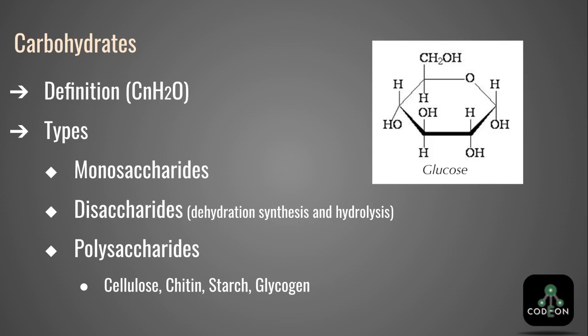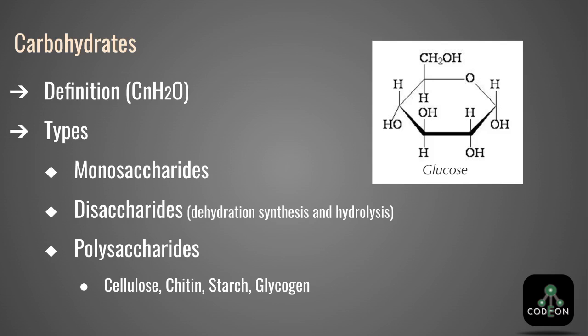Now, when two monosaccharides come together, they form a bond through a process called dehydration synthesis. Water is actually removed, and then a bond forms between the two monosaccharides, and this creates a disaccharide. You can also call dehydration synthesis condensation, just a quick note. And then how do we break apart disaccharides? This is going to be through a process called hydrolysis, which is the addition of water.